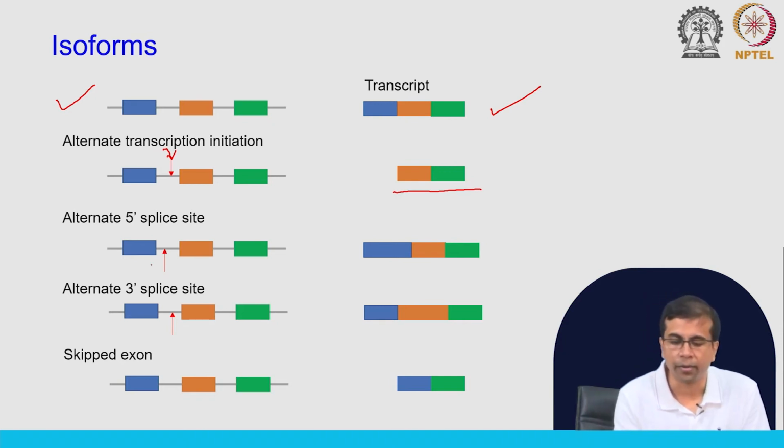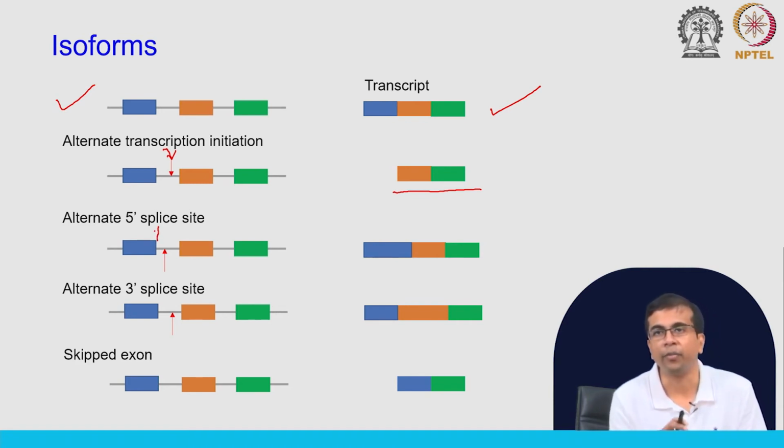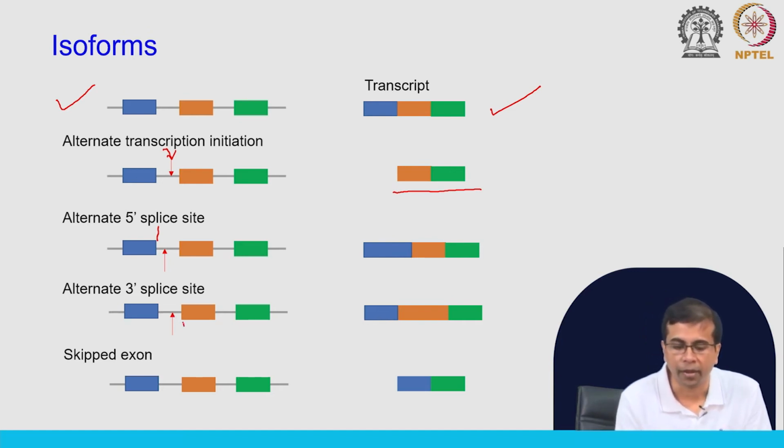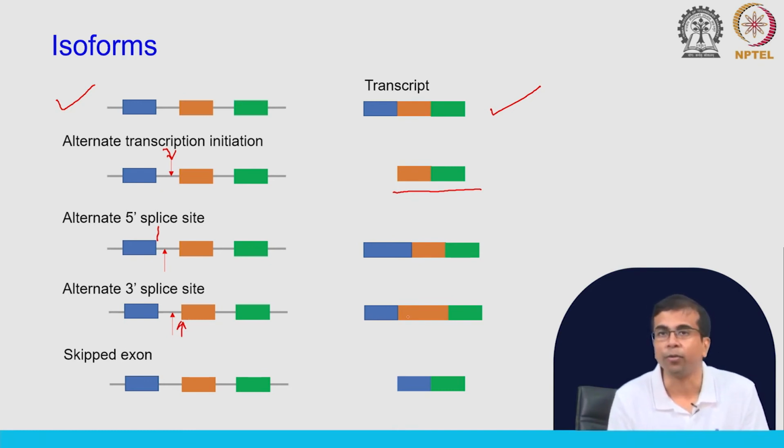So, what you can have is that instead of splicing happening right at this boundary here, right at the end of this exon, it can be shifted a little bit, and this shift means you will include a larger region after the exon 1. Similarly, you can have an alternate 3' splice site. So, splicing happens slightly upstream compared to the original splice site, and then again you include a bit more region with exon 2. And finally, this is the classic case.